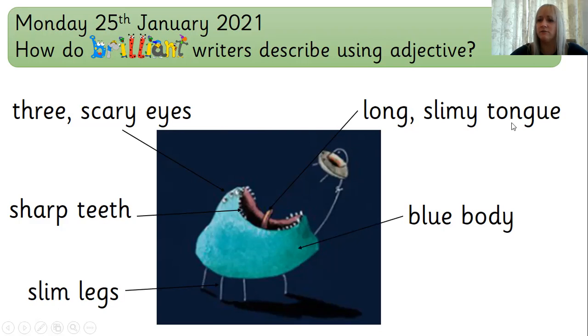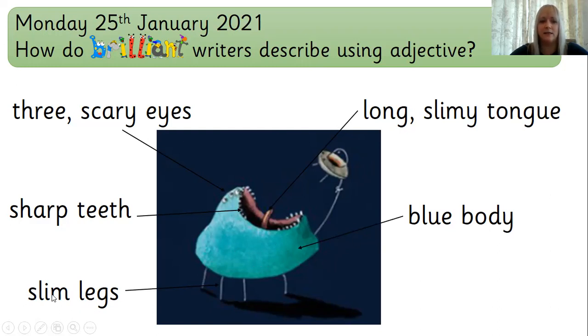I'm also going to describe his tongue to you. And what I've said is he has got a long, slimy tongue. Ugh, sounds horrible. Here he has a blue body. I could have said he's got a big blue body, a huge blue body, a scaly blue body. I've just used blue body there.